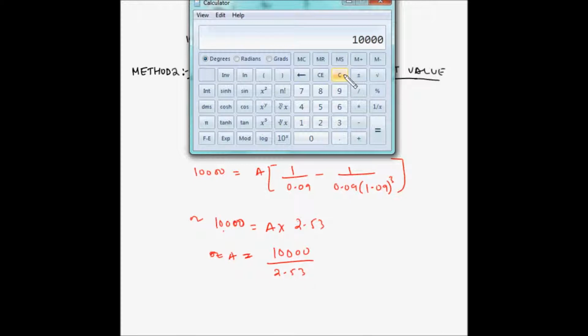So 10,000 divided by 2.53, 3952.57. So this is equal to 3952.57 rupees.